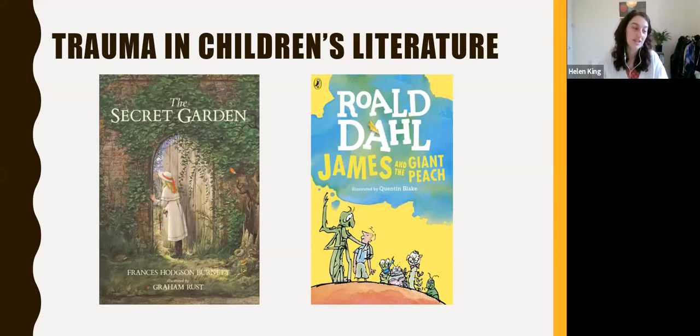And of course, how many children's books can you think of that use the traumatic death of parents as the starting point for their narrative? I've used The Secret Garden and Roald Dahl's James and the Giant Peach here, but I'm sure you can think of many more examples.